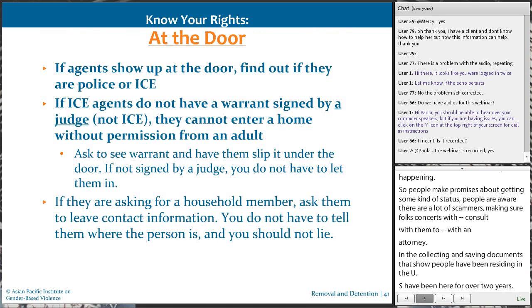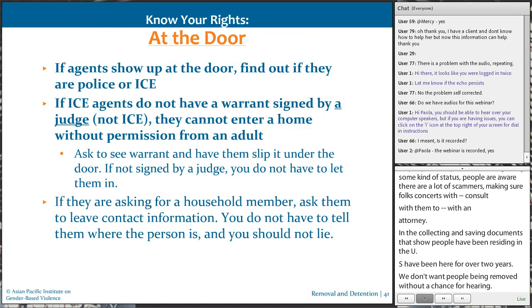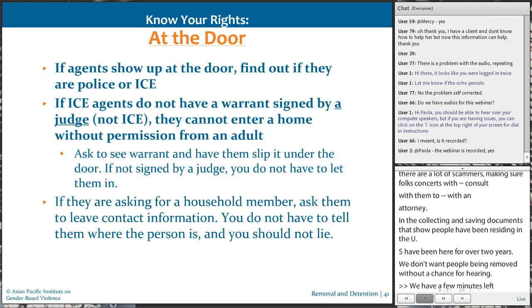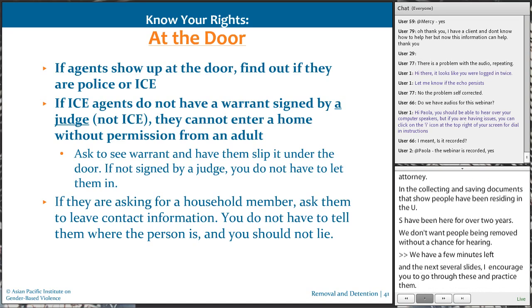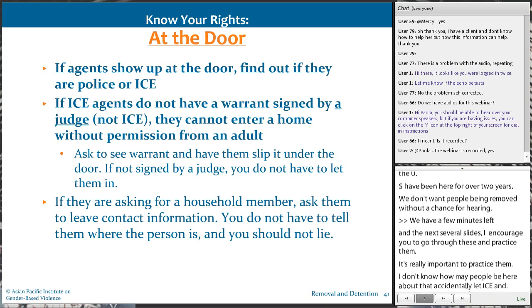So, we have a few minutes left, and the next several slides are just basic know your rights. I encourage you as advocates to really go through these with folks, to practice them. It's really important to practice them, because I don't know how many people we hear about that accidentally let ICE in, agreed to something, and end up being deported because they gave up too much information that ICE could use in deportation proceedings.